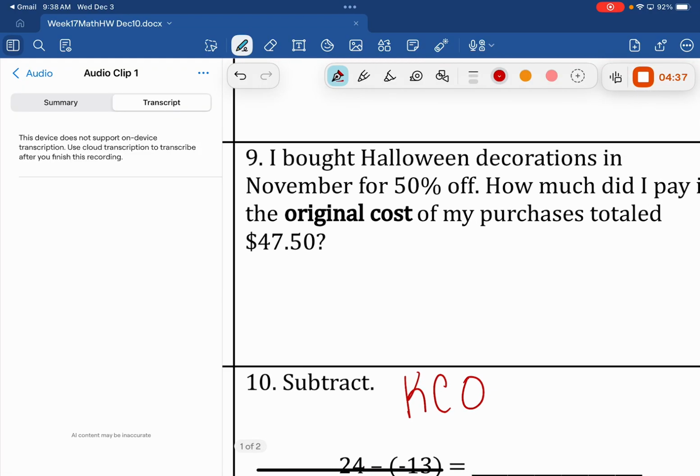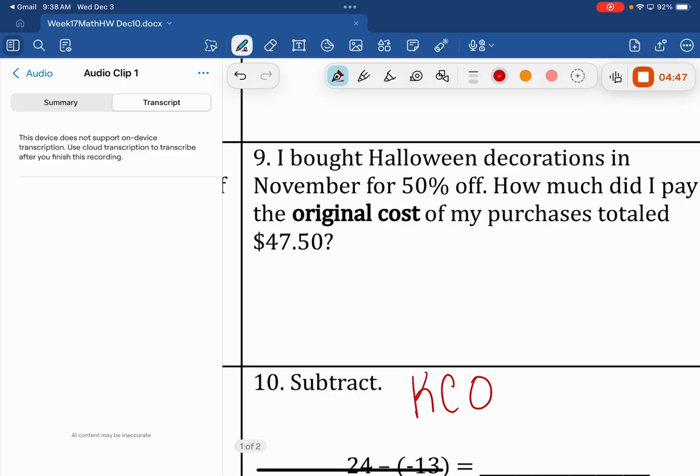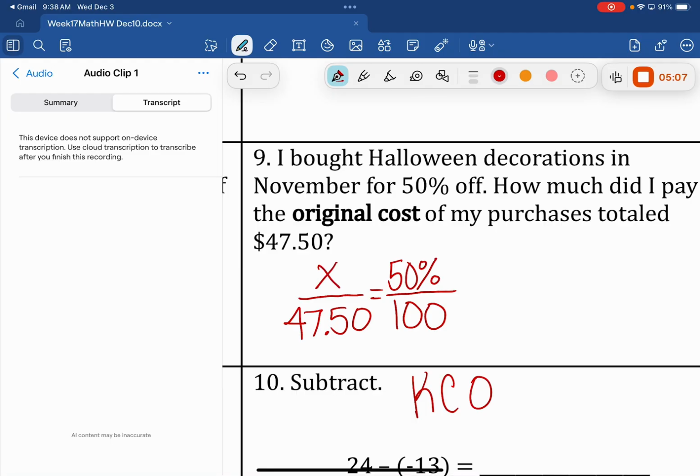Yeah. Okay. I bought Halloween decorations in November for 50% off. How much did I pay? If the original cost was $47.50. So we're setting up a percent proportion, which all of you should be good at because of yesterday. The percent is given to us. It was 50. The total amount is going down here. And we're trying to find the amount off. So that's how it's going to be set up.